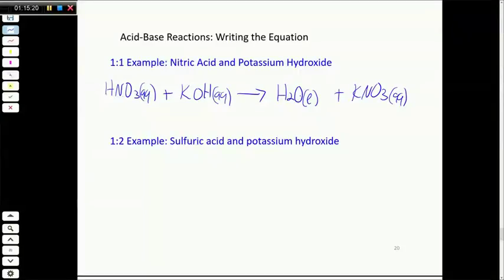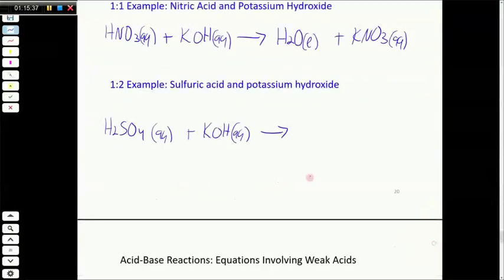Now the second one that I'm going to show you is also strong acid plus strong base, but this time we're going to have some coefficients involved. So if we have sulfuric acid, H2SO4, and again the same base, KOH, potassium hydroxide, we're still going to make two products. Water is always going to be a product in an acid-base reaction, and then the ionic compound: we have potassium paired with sulfate. Potassium is 1+, sulfate is 2-, and so it's going to be K2SO4. That's a soluble compound, so it's still aqueous. Alright, so we wrote the formulas out.